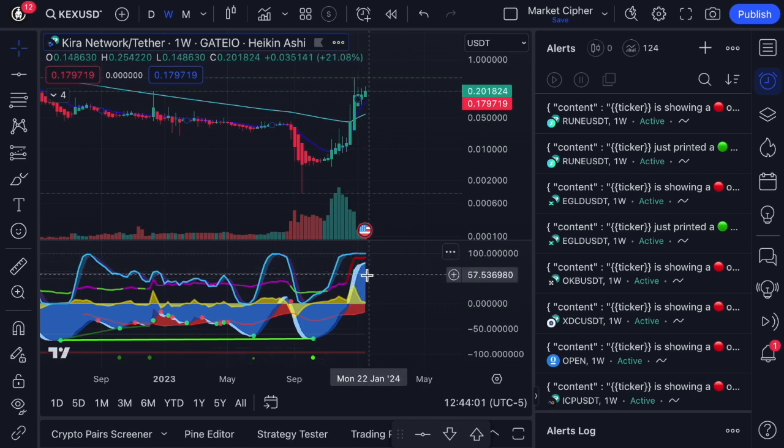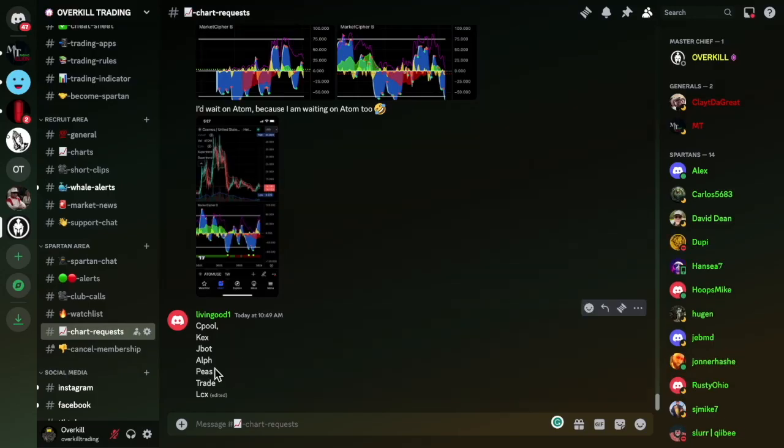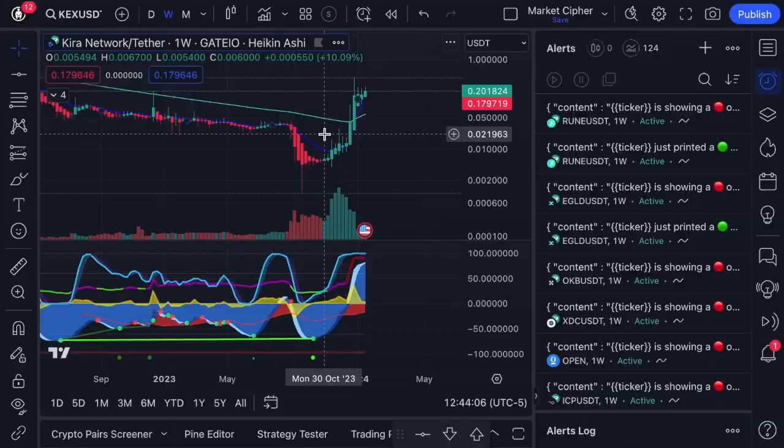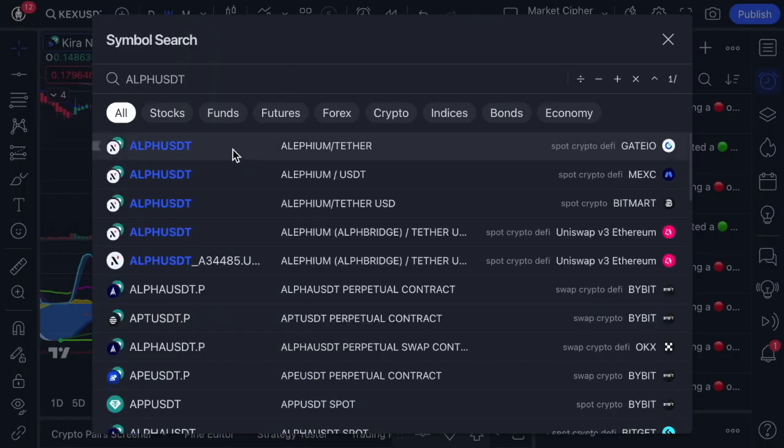Right now, I don't think that's going to happen here on Kyra because, again, we're overextended there. These are some good altcoin callouts. I like them. Keep calling them out over time.